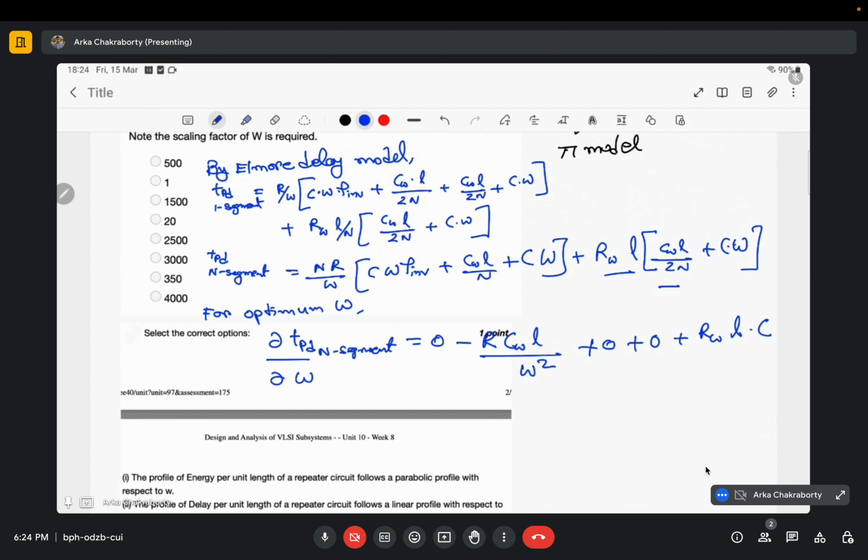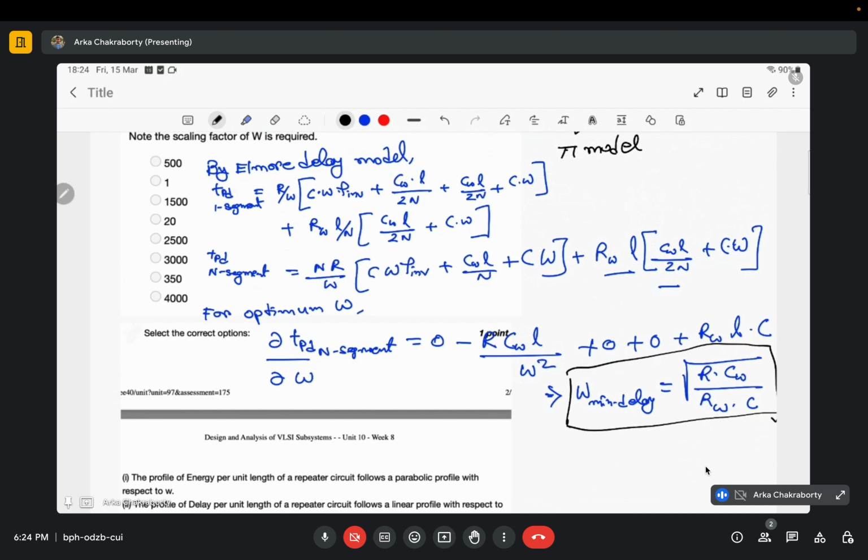This implies from here I can find the value of W. So W with minimum delay would be equal to the square root of R into C_W by R_W into C. Correct? This is the expression that I am getting.